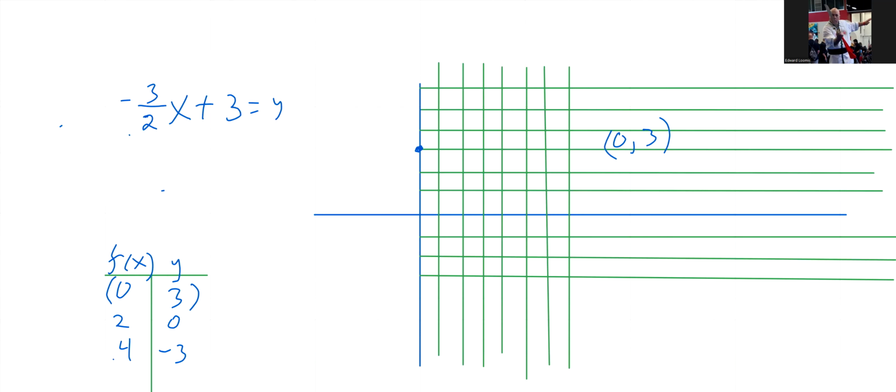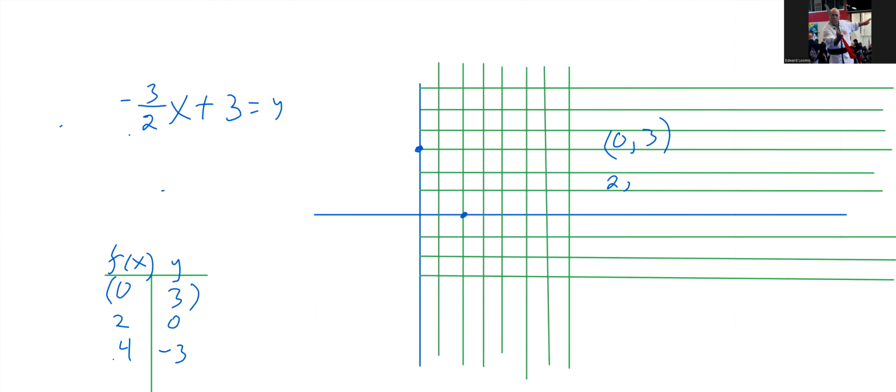I'm going to come back to the point of origin, my next ordered pair. X is 2, y is 0. My x is 2, so I'm going to come over 1, 2 times. My y is 0, so I'm going to go up or down 0 times. I'm just going to come over 1, 2 times and move my y 0 times. And I'm going to be right on that line, and that's okay. Don't let that throw you. And that's going to be 2, comma, 0.